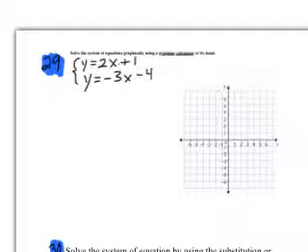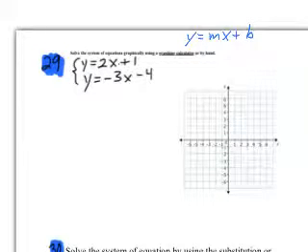Alright, number 29. Here's a good one for us. Solve the system of equations graphically using a graphing calculator or by hand. So we have y equals 2x plus 1 and y equals negative 3x minus 4. Keeping in mind our y equals mx plus b, it tells us what the slope is and what our y-intercept is.